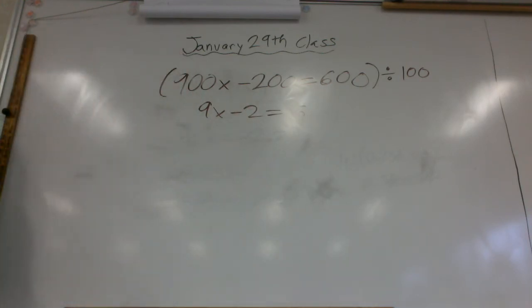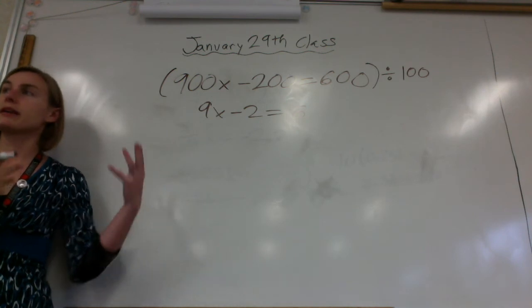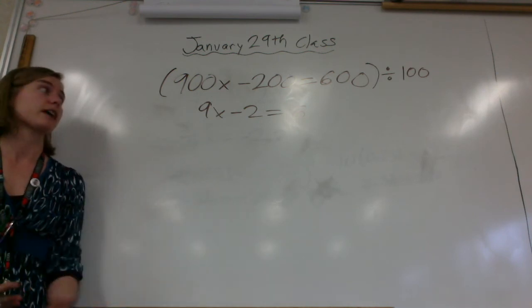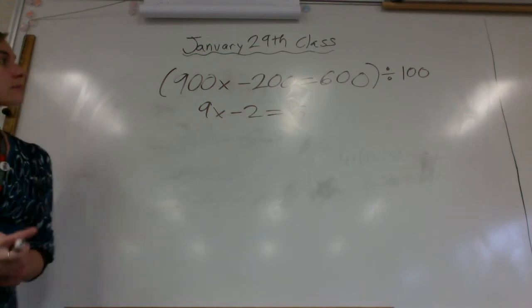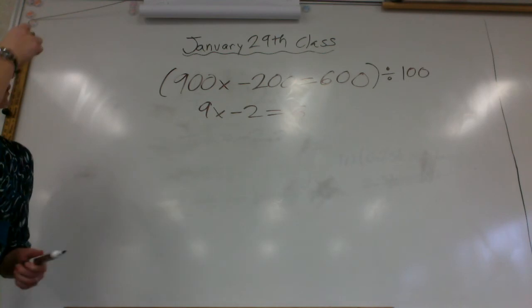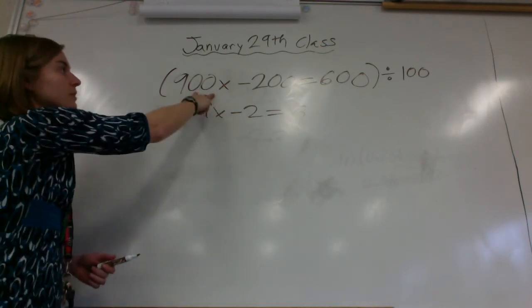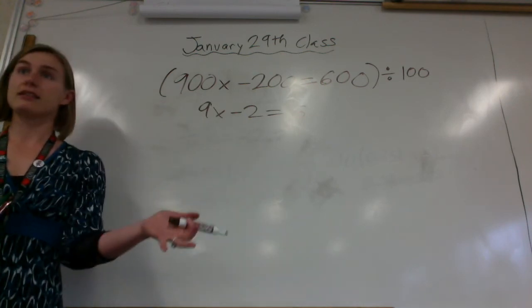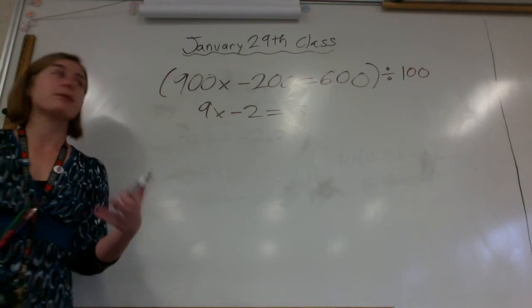I always tell you guys, the smaller the numbers, the closer they are to simple whole numbers, the easier the math's going to be, and the less likely you are to make a simple calculation mistake. Yes? In the first, the 200 and 900, the x would equal the same as the... So the x got changed with 9. This was saying we had 900 x's. So now if we divide that number by 100, now we only have 9 x's.